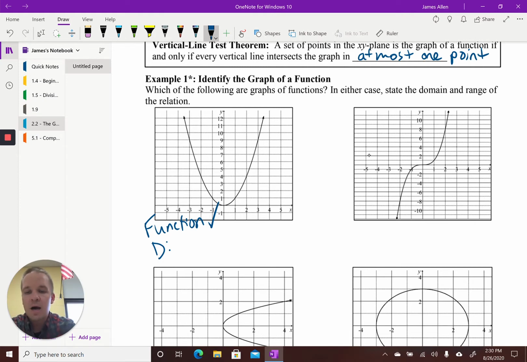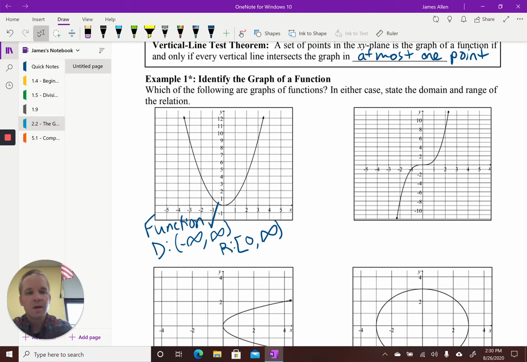All right, domain. Well, our domain, if we're going to be writing in interval notation, and I'll just go with that, we're going to have from negative infinity, because it never stops going to the left as it goes up, to positive infinity, because it never stops going to the right as it goes up. Then my range, it looks like it's bottoming out at 0, 0. So my range is starting at 0, and then it goes up in both directions forever and ever. All right, got my domain and my range.